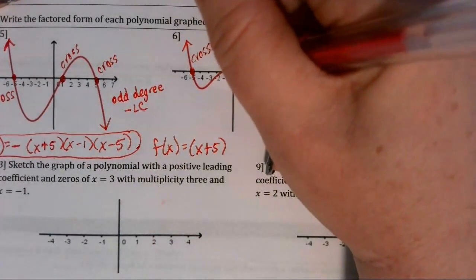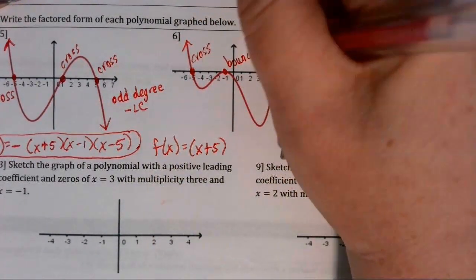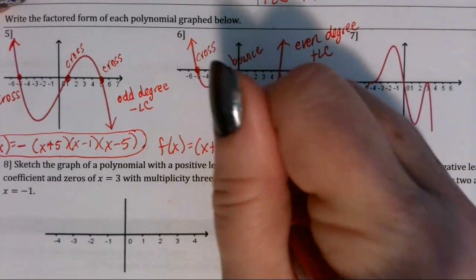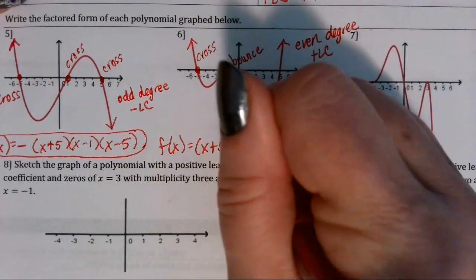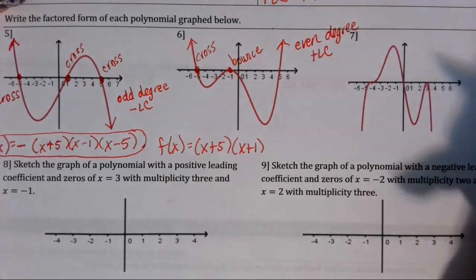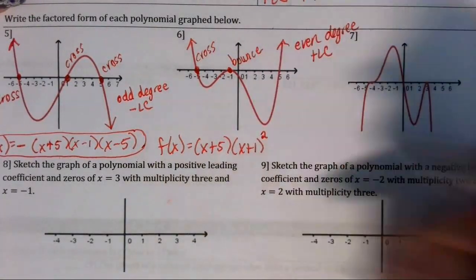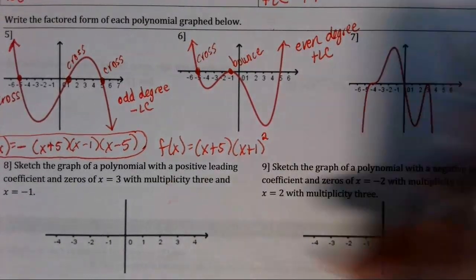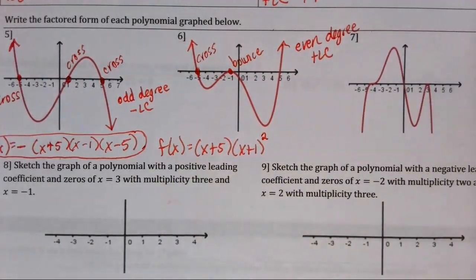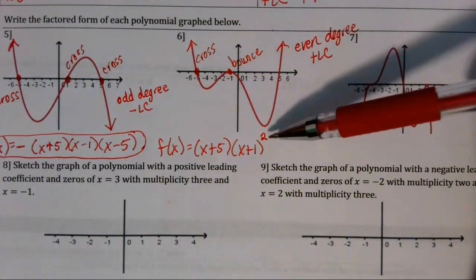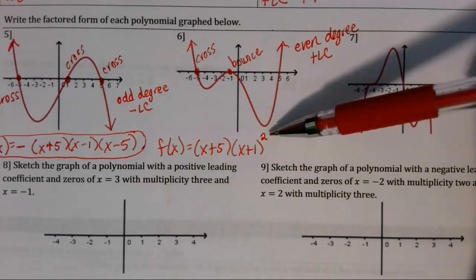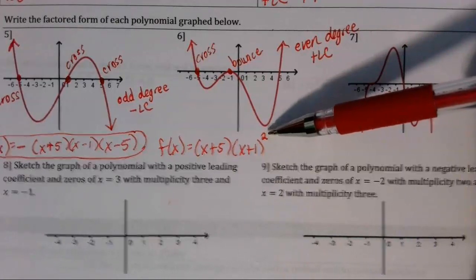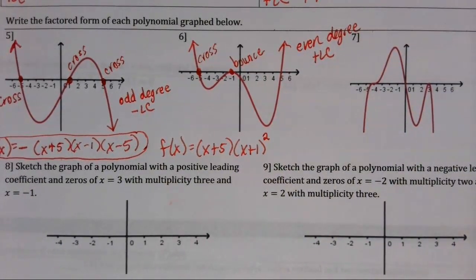Then at -1, we have a bounce, and bounces have even multiplicity. So we'd have a factor of x plus 1, and then if I'm doing least degree, this would be multiplicity of 2 on that factor since it's a bounce. But since it just says a factored form of each polynomial, it doesn't require it be least degree. This could be any even exponent other than 0. So you could have 4, 6, 8, 100, right? Any of those would produce a bounce.